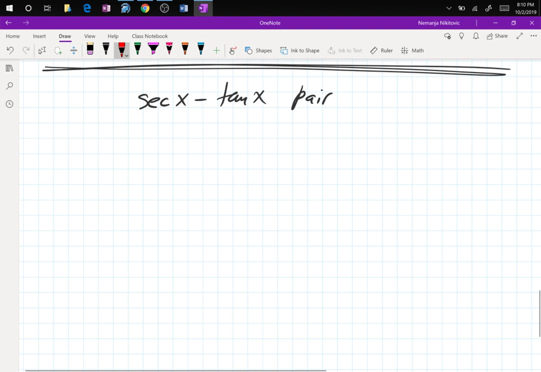We have the formula for the integral of secant squared x. Should I go with a? Sure, let's go with a. The integral of secant squared of ax dx is going to be tangent ax over a plus c.